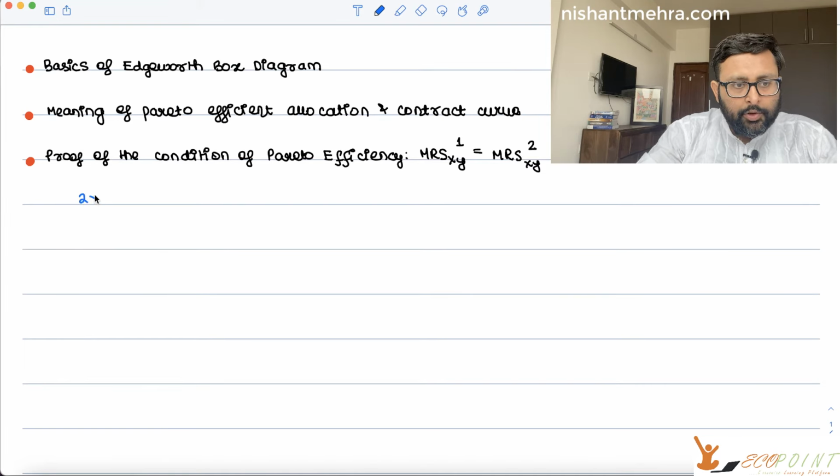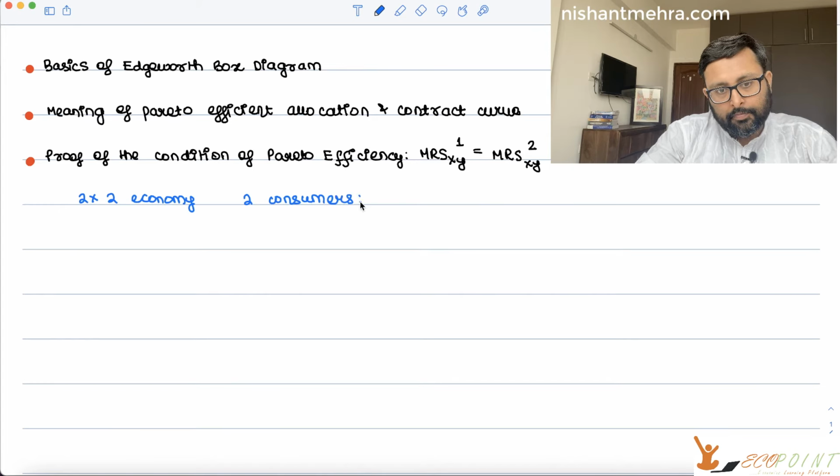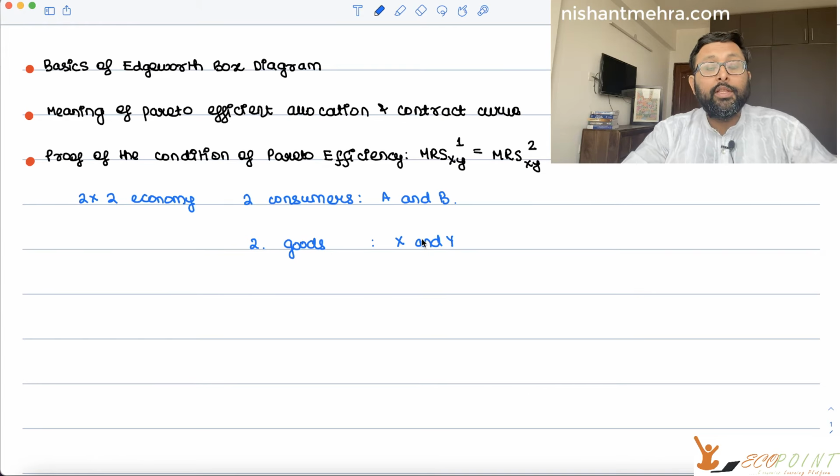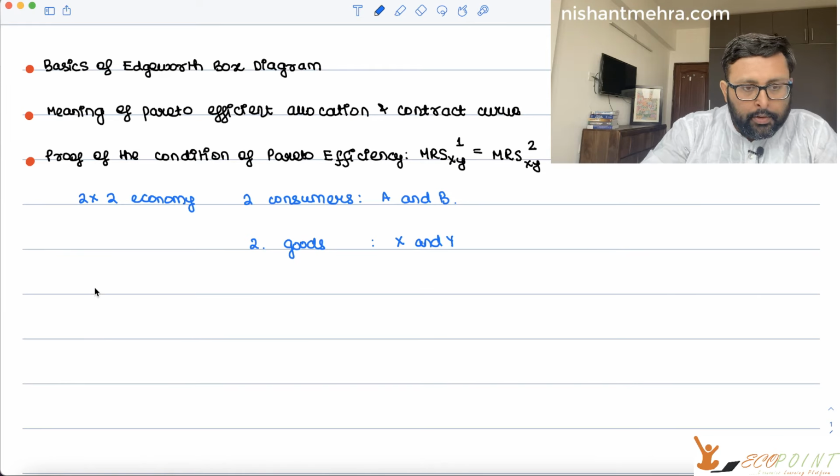Let us say that this is a 2 by 2 economy. So there are two consumers, A and B, and there are two goods, X and Y. So in the economy, there are two individuals, A and B, and there are two goods, X and Y, right?